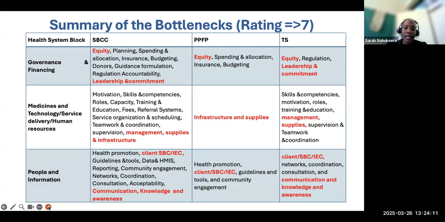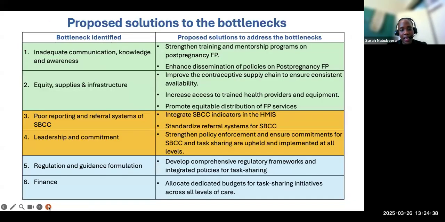But under medicines and technology, we see that management, supplies and infrastructure were the common bottlenecks across the 3 EBPs. When we move to people and information, we see that client SBCC, communication, knowledge, and awareness were the cross-cutting bottlenecks across the 3 EBPs. Next slide, please.